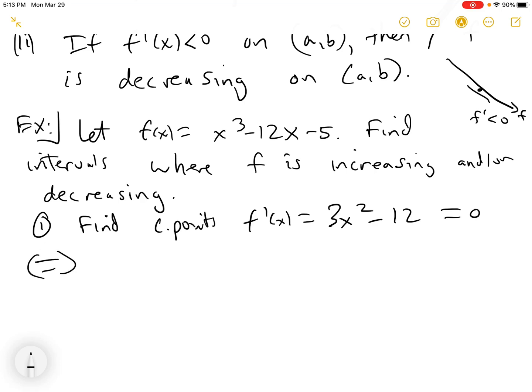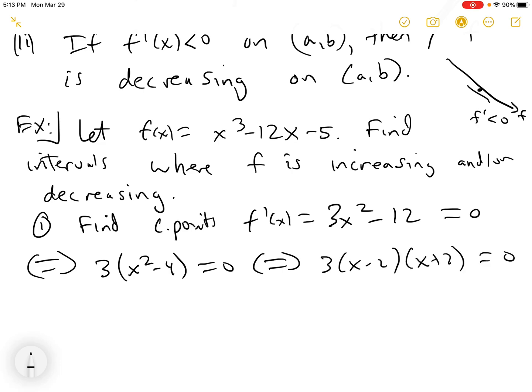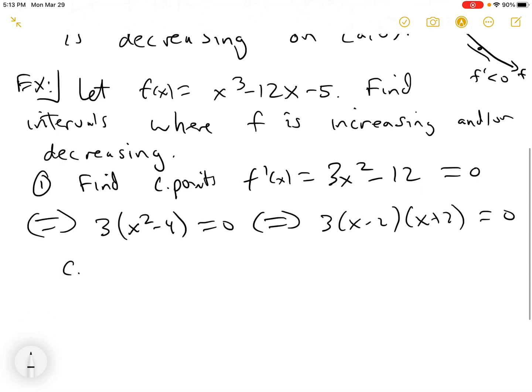And this is true if and only if 3 times x squared minus 4 equals 0. And that factors nicely. And so we get the critical points. X equals plus or minus 2. And those are our critical points. That's where the derivative is 0. And so now we use this great tool called a sign chart, because all we're looking for is the intervals where it's positive or negative.